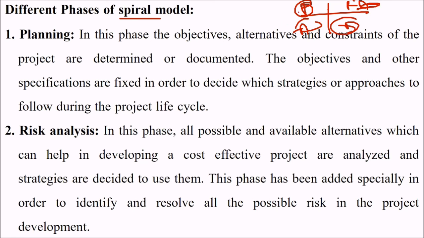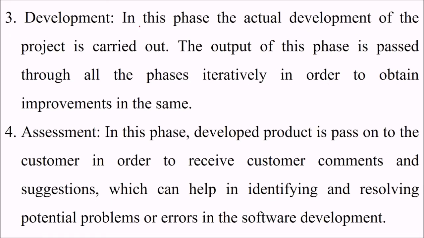In the planning phase, the objectives, alternatives and constraints of the project are determined and documented. The objectives and other specifications are fixed in order to decide which strategies or approaches are to be followed during the project lifecycle. In the risk analysis, the second quadrant, all possible and available alternatives which can help in developing a cost-effective project are analyzed and strategies are decided to use them. This phase has been added specially in order to identify and resolve all the possible risks in the project development.